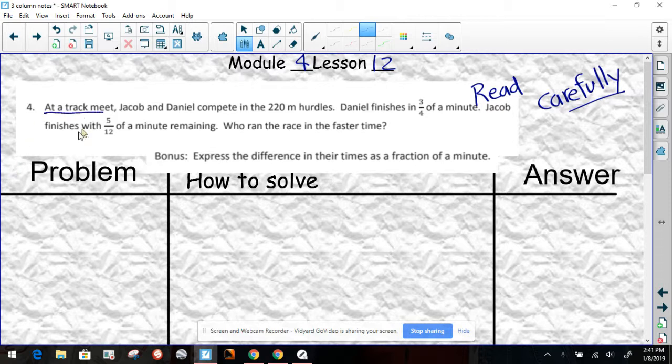At a track meet, Jacob and Daniel compete in the 220-meter hurdles. Daniel finishes in 3/4 of a minute. And Jacob finishes with 5/12 of a minute remaining. So this is key right here, of a minute remaining. Who ran the faster time?